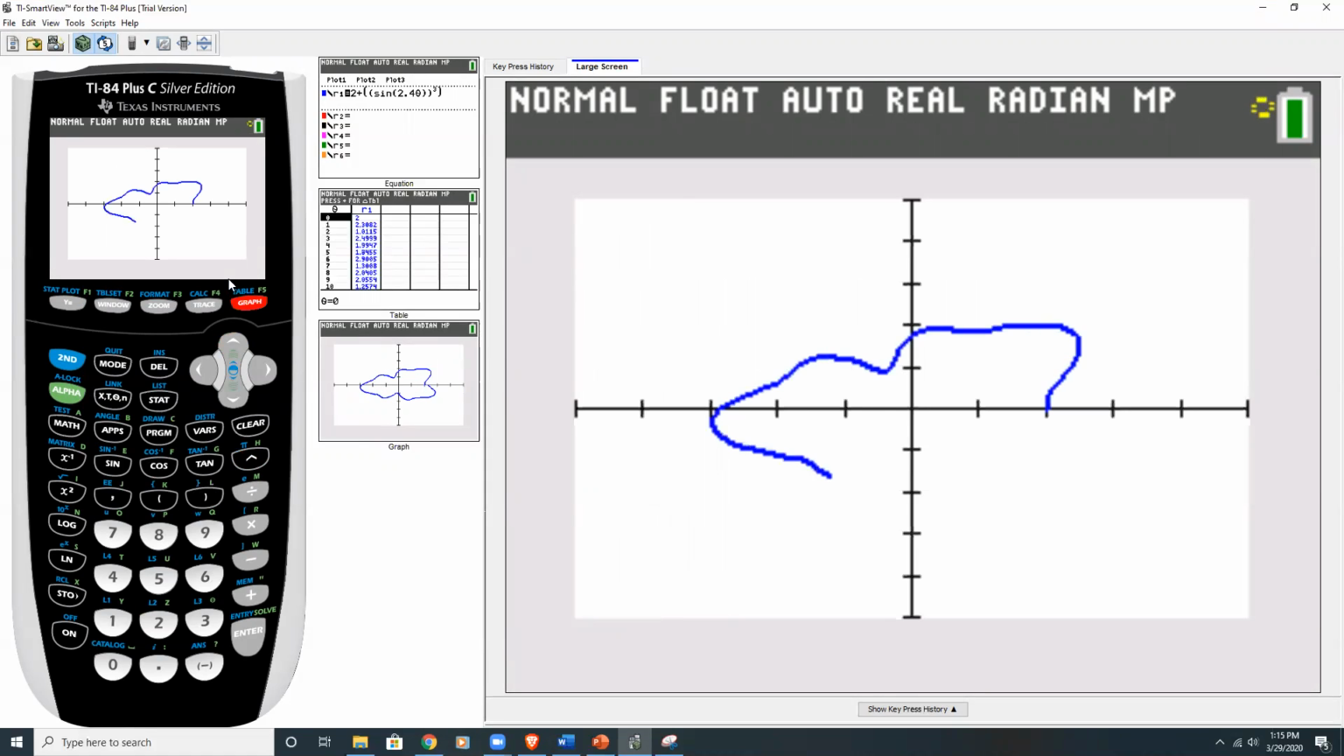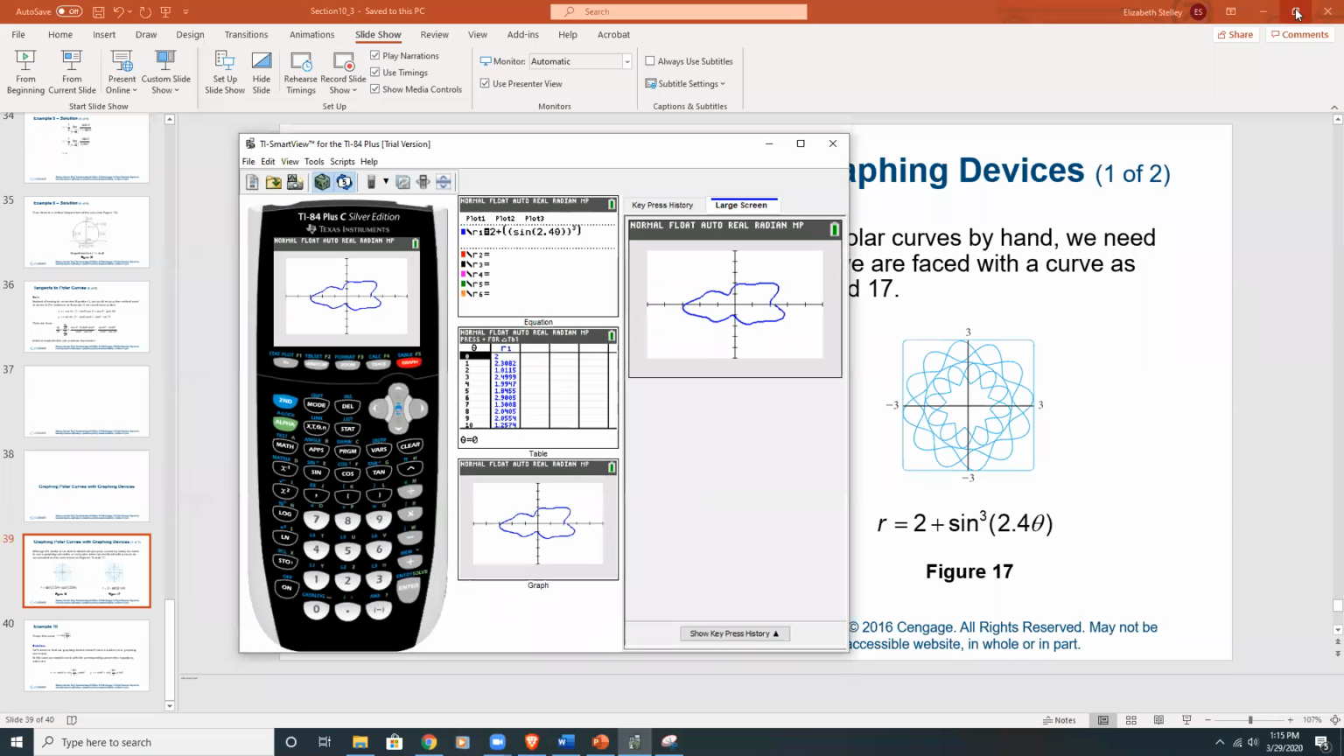Hopefully, since you can hit pause at any time in the video, you can capture whatever you need from the screen if I'm going too fast. But what we have here is a blob. I think you would agree. If we look at the PowerPoint, that does not look like a blob at all.